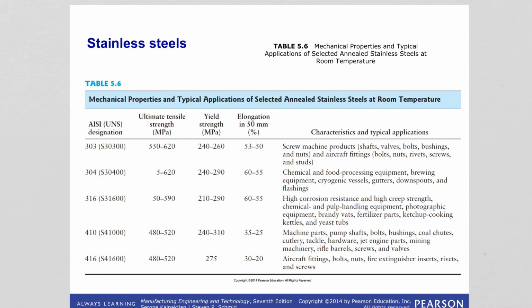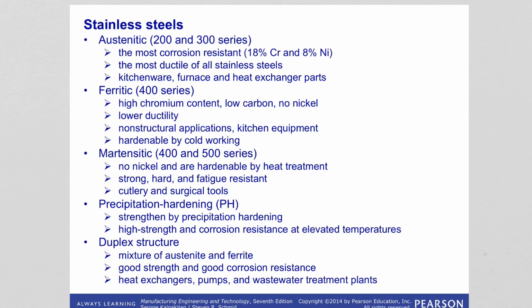Again, in this table we are seeing different types of stainless steels, their properties, strength, ductility, and their typical applications are also given. Let's now understand what these AISI designations mean. So there are different types of stainless steels.